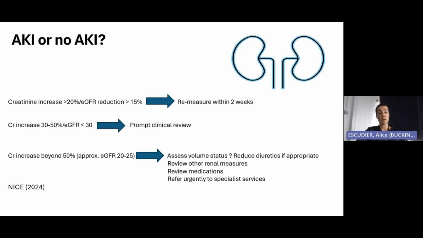If we see a creatinine increase between 30 to 50% or eGFR drop below 30, we need to promptly review the patient. And if we see a creatinine increase beyond 50% with a low GFR, we need to take more urgent action. So rapidly assess the volume status. Can we reduce the diuretics? Look at other renal measures, review other medications, and refer to specialist services if appropriate. So those guidelines are useful in telling us what we can tolerate, and then what we should act upon quickly.